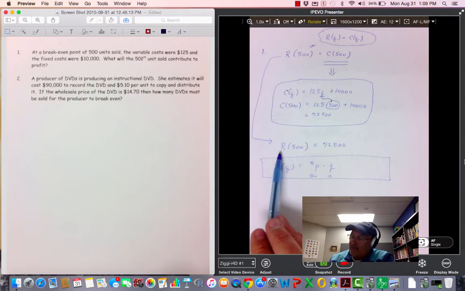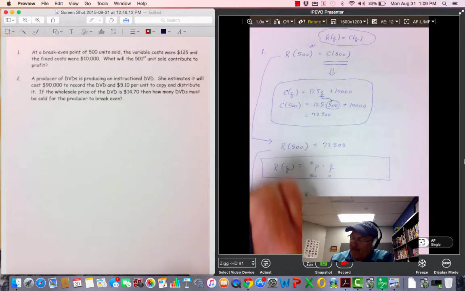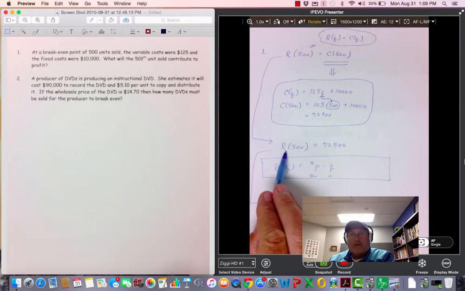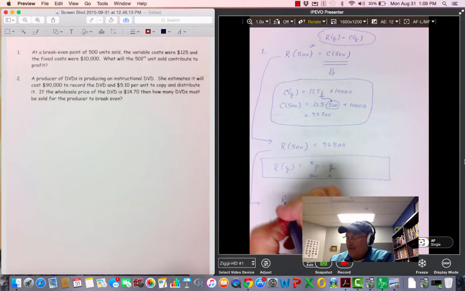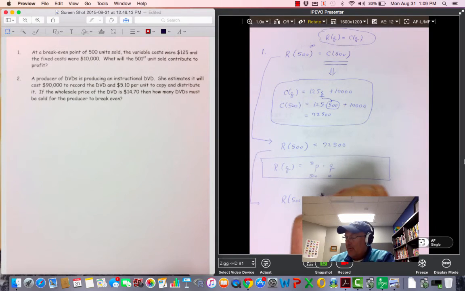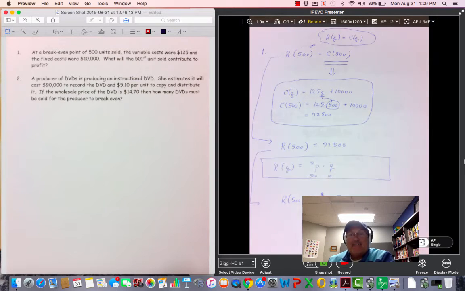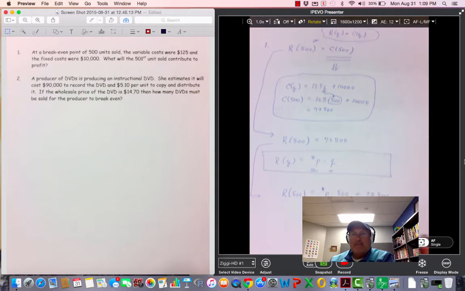So I can use that information to help me build up this R of 500. Well, guys, I know that R of 500 has to be equal to the price that I sell at times 500, which I know has to be 72,500.